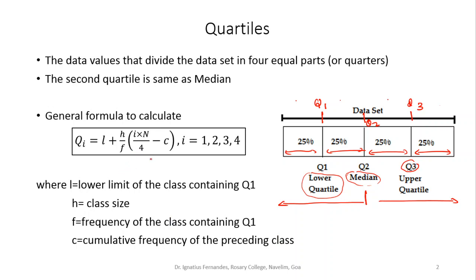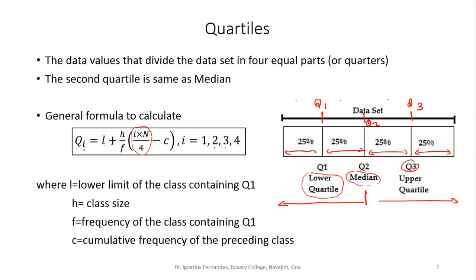In case I have grouped data, then Qi, depending on whether i is equal to 1, 2, 3: if i is equal to 1, it is Q1, the first quartile. If i is equal to 2, it is Q2, the second quartile, which is the median, of course. If i is equal to 3, it is Q3, the third quartile. So Qi is equal to L plus h upon f into (i into N upon 4 minus c). This is a formula that you must have already seen in the case of median, exactly similar, except that there it was N upon 2.